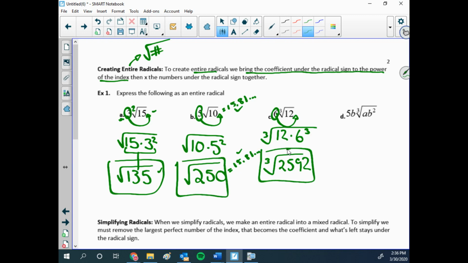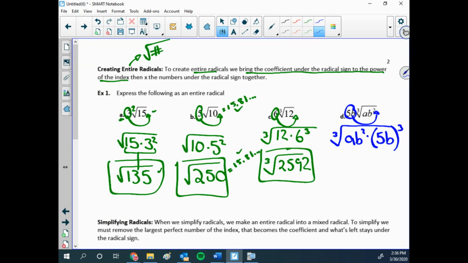Okay. Last question is 5b. So again, remember this is 5b times the cube root of a b squared. To solve this question, I'm going to take 5b and bring it underneath the root sign. So my index stays as a 3, ab squared. I haven't touched that, so I'll leave it, times 5b all to the power of 3.